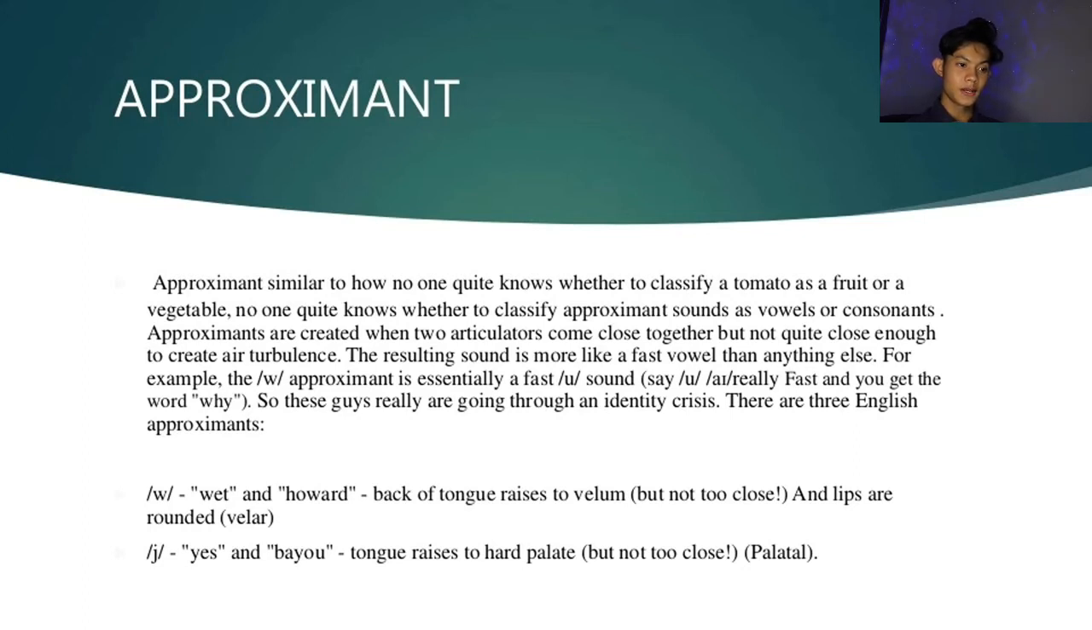So these guys really are going through an identity crisis. There are three English approximants. The first one is what and Howard. Back of the tongue is raised to the velum, but not too close, and the lips are really rounded. Velar.